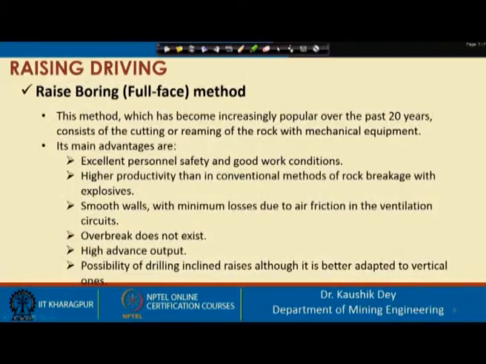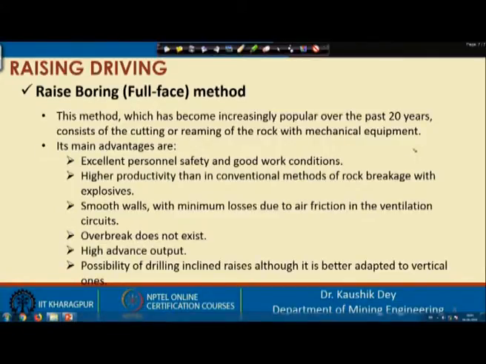This is shaft sinking in most of the European countries and American countries. The best method of shaft sinking is the shaft boring, but often we use similar type of boring for creating the raises also. Before going into this detail, let me first explain what is raise.